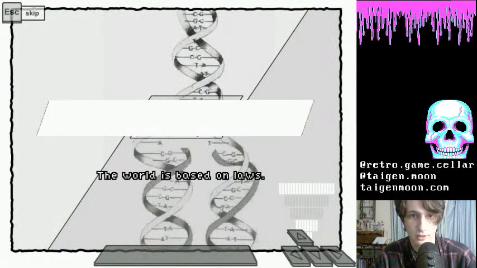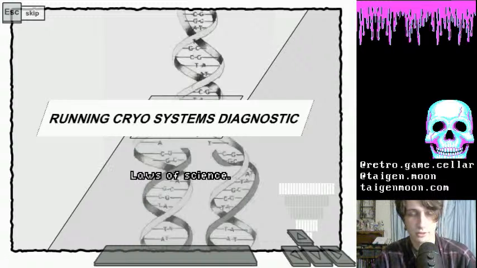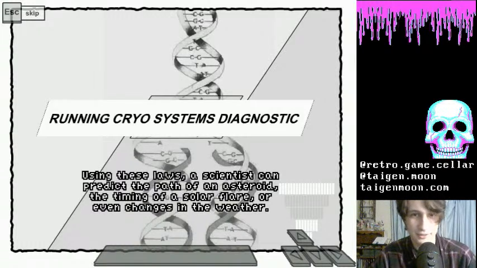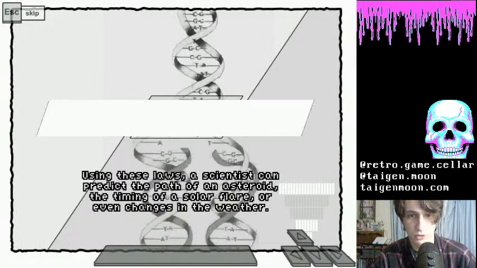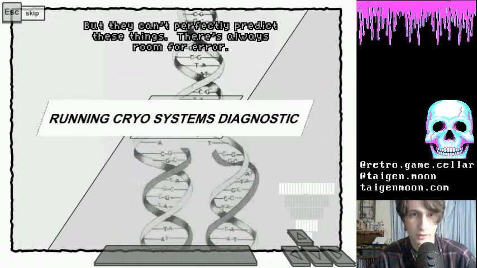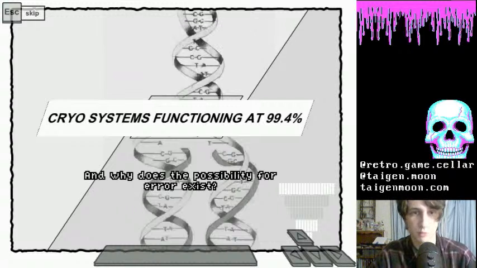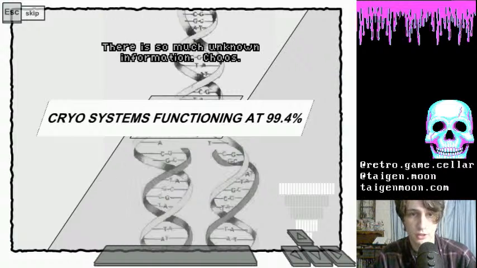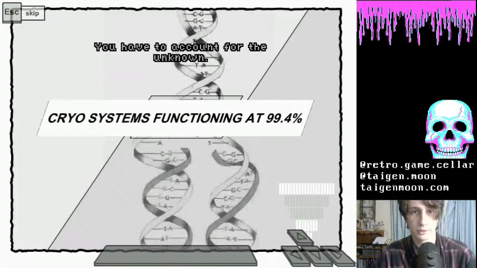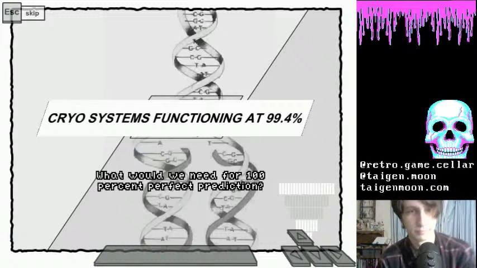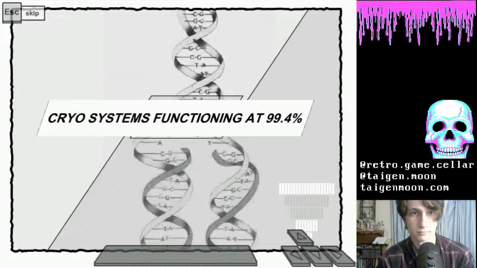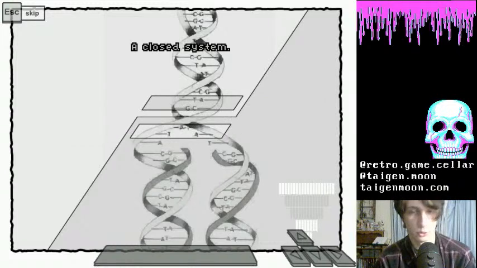Cryosystems diagnostic. The world is based on laws. Oh boy. Laws of science. Using these laws, a scientist can predict the path of an asteroid, the timing of a solar flare, or even changes in the weather. But they can't perfectly predict these things. There's always room for error. Says Hero. And why does the possibility for error exist? There is so much unknown information. Chaos. You have to account for the unknown. What would we need for 100% perfect prediction? A closed system. A perfectly closed system.